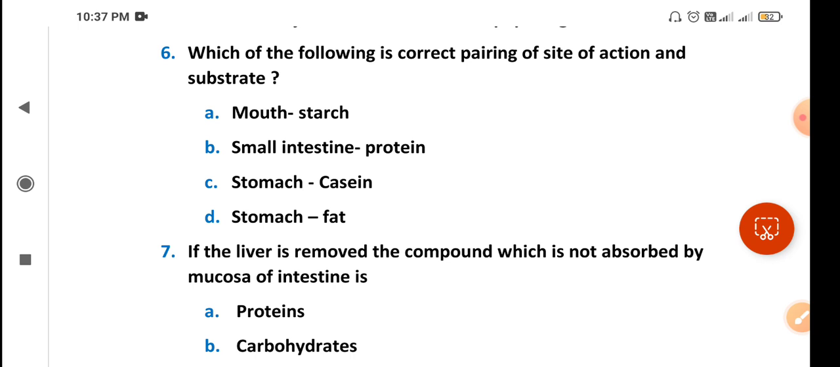Stomach and casein, yes, this protein is digested in the stomach. And fourth option is stomach and fat. Digestion of fat also takes place in the stomach also, but not only in the stomach. So correct answer is option C, stomach and casein.